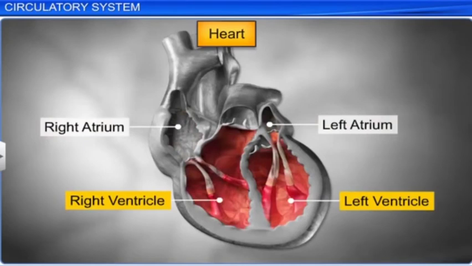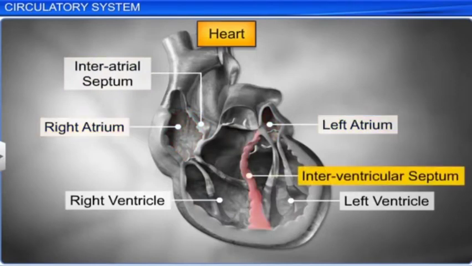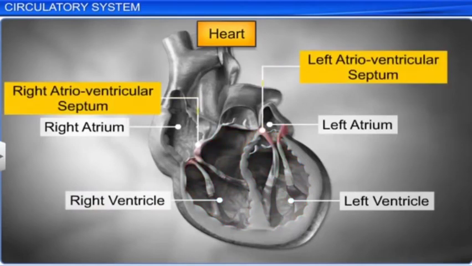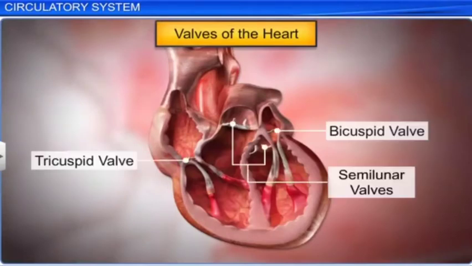A thin muscular wall called the inter-atrial septum separates the two atria, and a thick interventricular septum separates the two ventricles. Besides, a thick fibrous tissue called the atrioventricular septum separates the atria from the respective ventricles. However, there are openings between the chambers of the heart which are guarded by three types of valves that allow the flow of blood in a single direction.